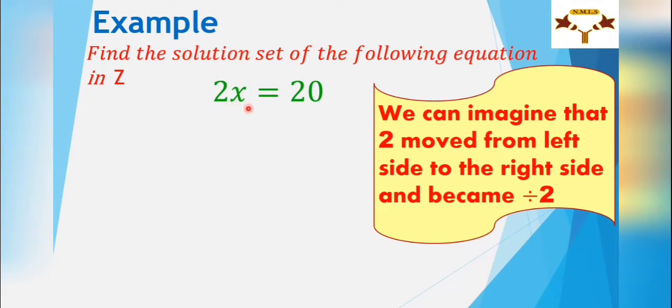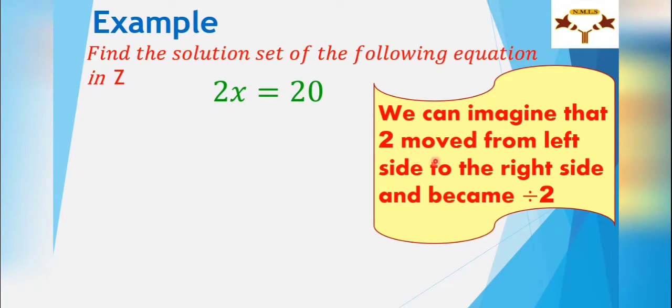Okay, let's solve another example. Here 2x equal 20. Find the solution set of the following equation in Z. So the substitution set here is Z, all the integers. So here, 2x equal 20.